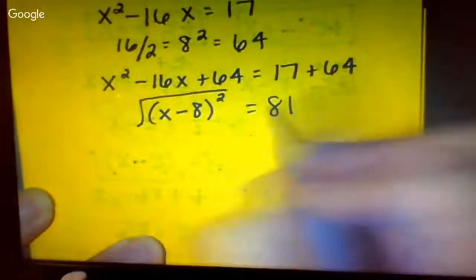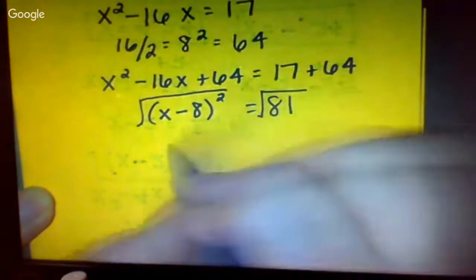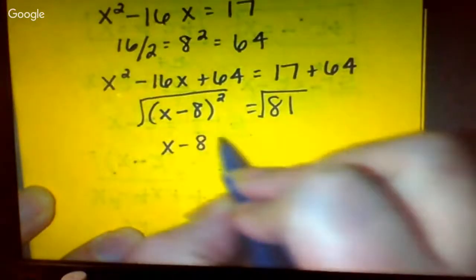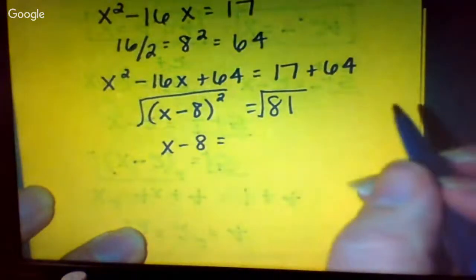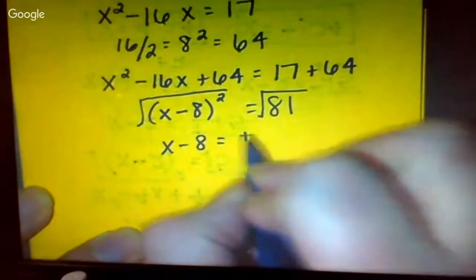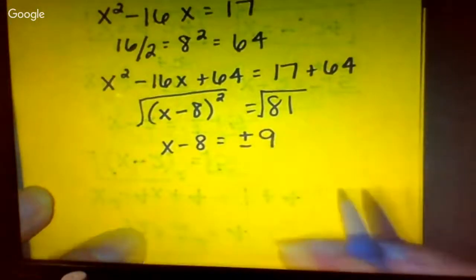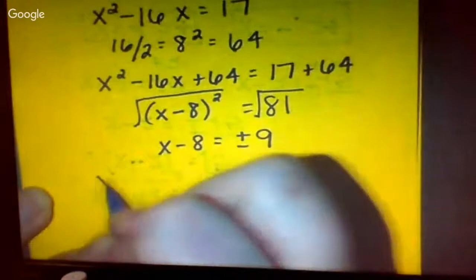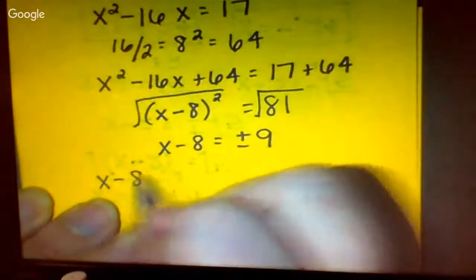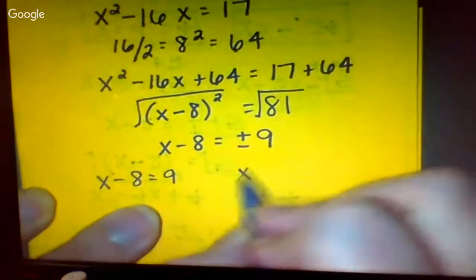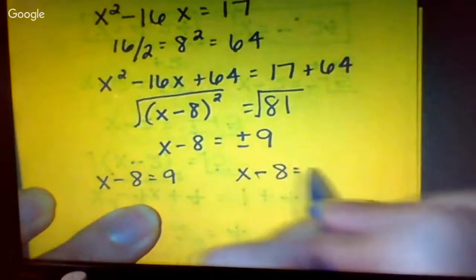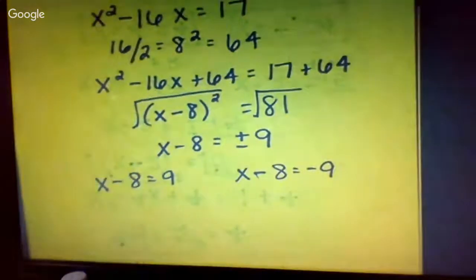Now we take the square root of both sides. So you get x minus 8 equals the square root of 81. 9. So plus or minus 9. You've got 2 equations then. x minus 8 equals 9, and x minus 8 equals negative 9.